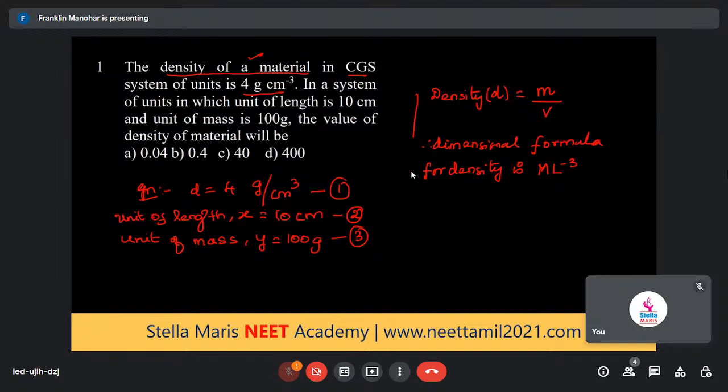Have you written it? Okay. See, 1 meter is equal to 100 centimeter, and 1 kilogram is equal to 1000 gram. Now they have asked, in a system of units in which unit of length is 10 centimeter and unit of mass is 100 gram, what will be the value of the density of the material? Is it clear?